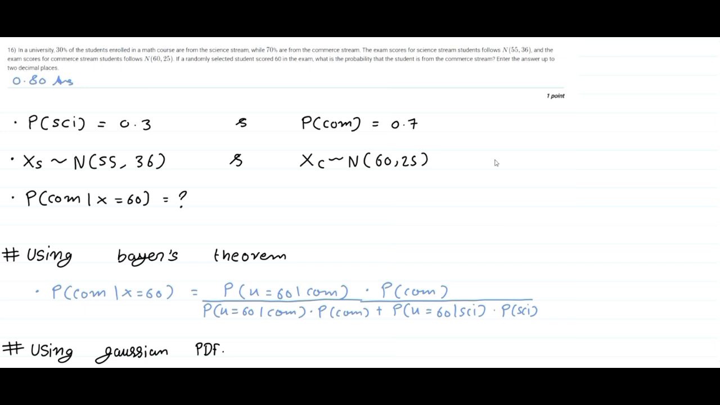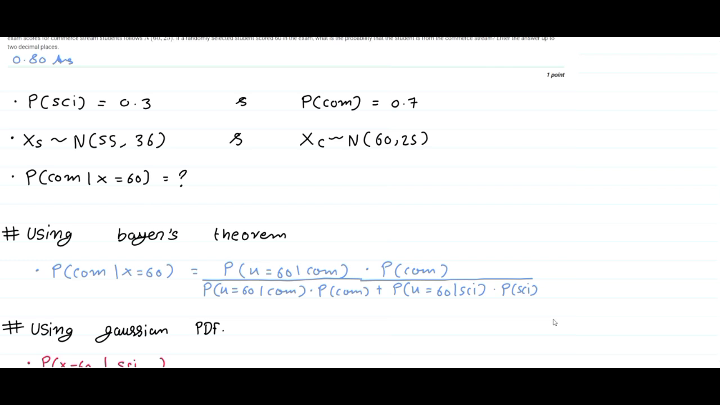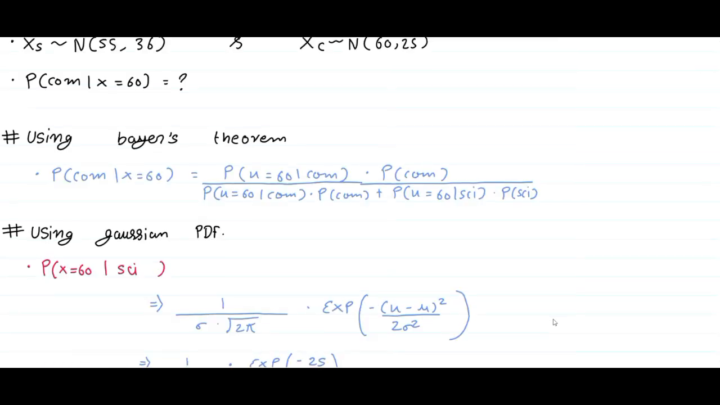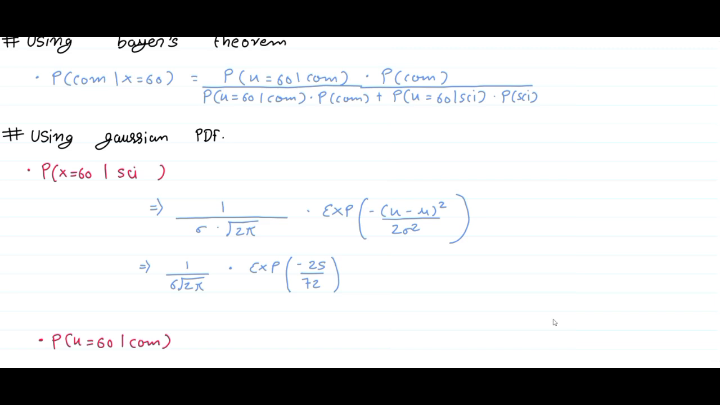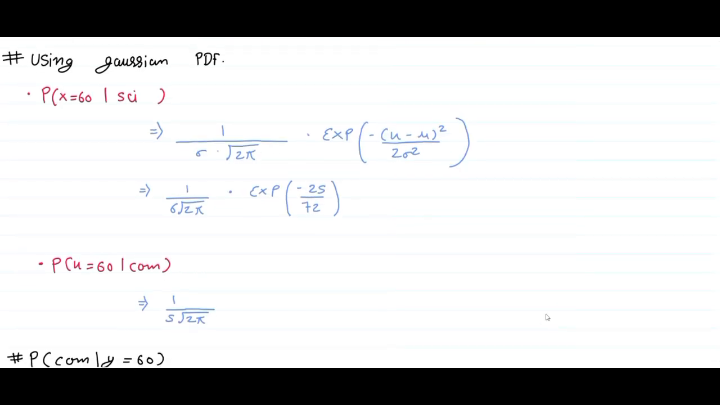We are asked to find the probability that the student is from the commerce stream under the condition that they scored 60 marks. So, after using Bayes' theorem, our conditional probability is going to look something like this. And now, since both distributions follow the normal distribution, we will again use the Gaussian probability density function to find each conditional probability, and later we will put these values in our required Bayes equation.